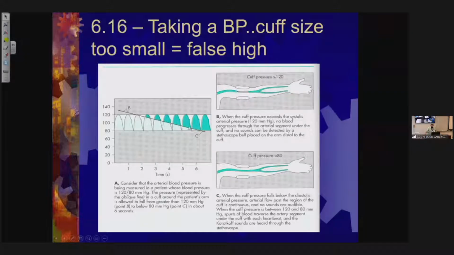This is something that is pretty much straightforward. You probably learned it in your EKG class when you took blood pressure, but there's a guy named Korotkov. I think it should be up on here somewhere.